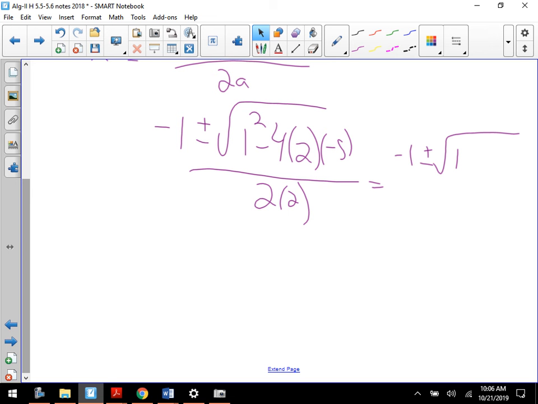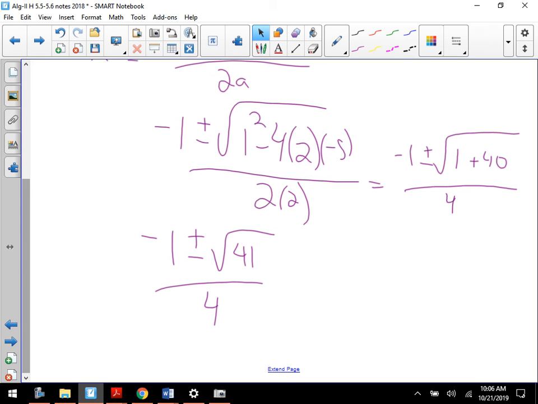-4 times 2. -8 times -5. So, final answer. You get -1 plus or minus the square root of 41 all over 4. Can you, gentlemen, can you simplify the square root of 41? No. Once again, from time to time, you will get radicals that you can't simplify.